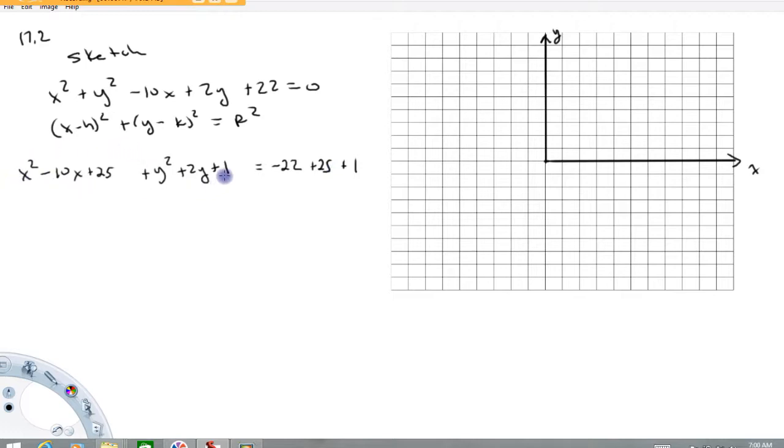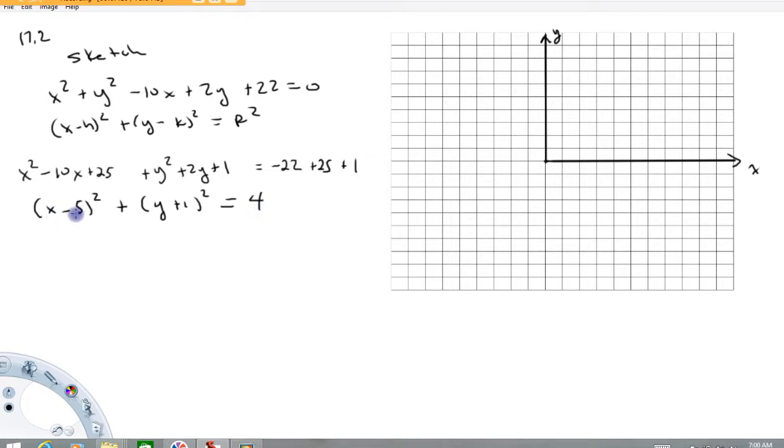Here it makes the most sense to add it to the right because of where we're going long term here. We're going to need that numerical value on the right. All right, this guy now, by design, is x minus 5 the quantity squared. This, by design, is y plus 1 the quantity squared, equals negative 22 plus 25 is 3, plus 1 more is 4. All right, so what can we glean from this now?